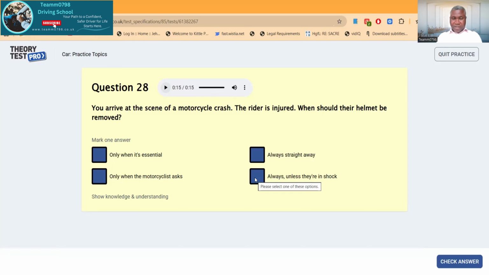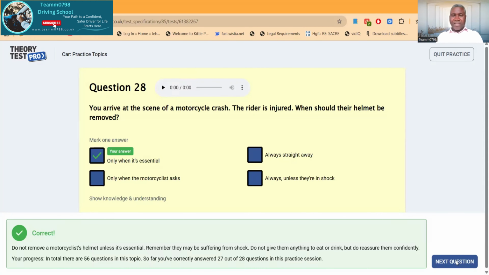Always straight away, that's wrong. Always unless they are in shock. Only when the motorcyclist asks. Only when it is essential. I will go for only when it is essential. Only when the motorist asks sounds reasonable. Always unless they are in shock also sounds reasonable. This one is wrong, but I will always say when it is essential, and it is correct.